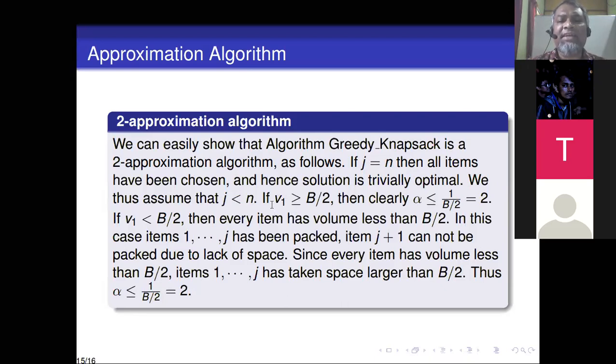So if the first item v1 is greater than or equal to b by 2, then that means we can only take the first item, then clearly alpha is 1 divided by b by 2 equal to 2. Sir, can you please repeat it? Okay. If we can take all the items, then the solution is optimal. Do you agree?